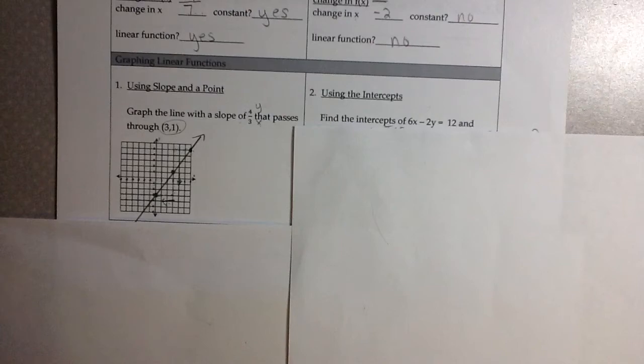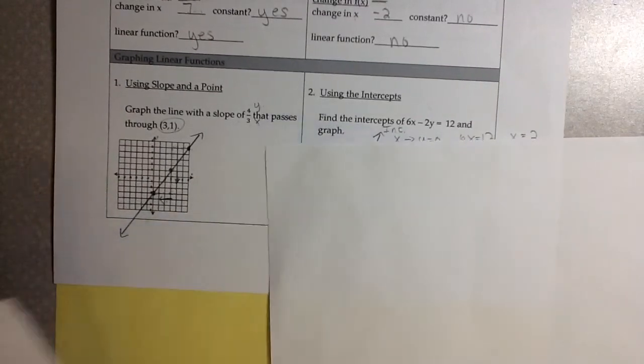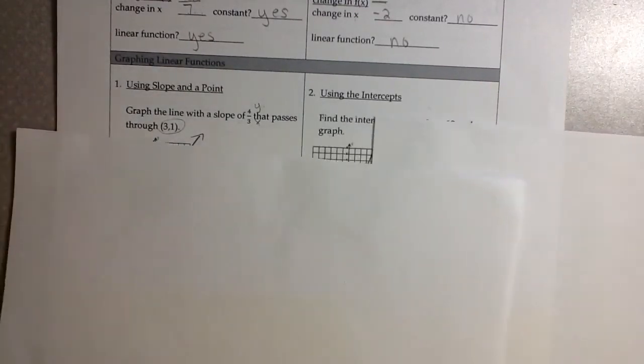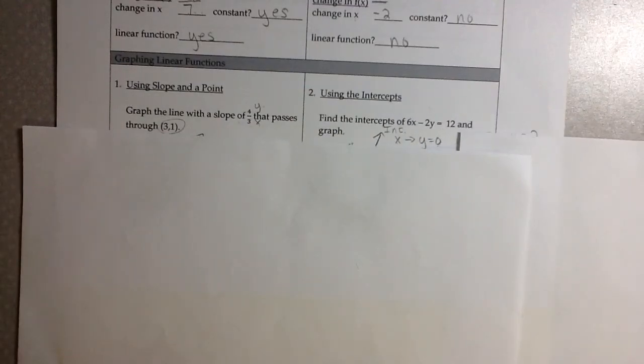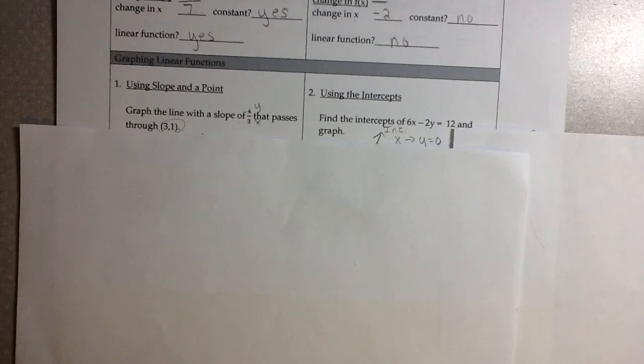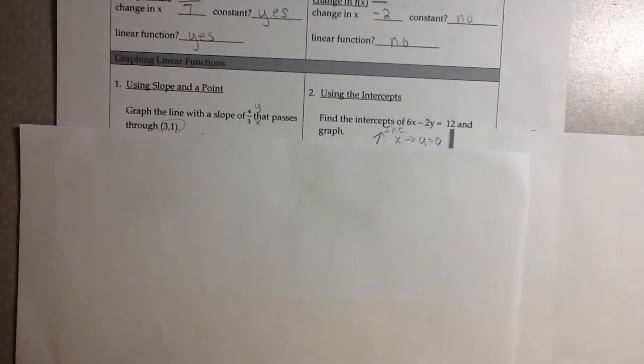Okay, finding the intercepts. When you find the intercepts, if you just find the x and the y intercept, you can graph a line that way as well. In order to find the x-intercept, you set y equal to 0. An easy way to do this is, if y is equal to 0, just cover that up, and you have 6x equals 12.